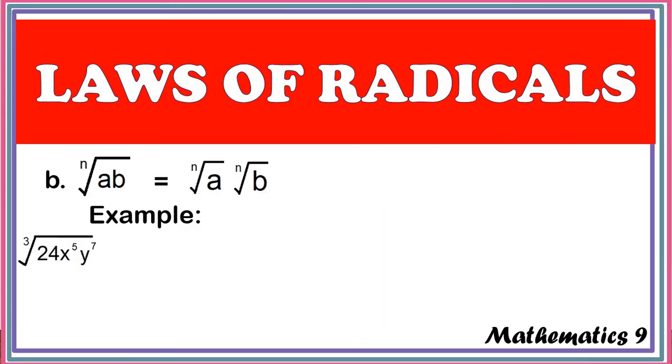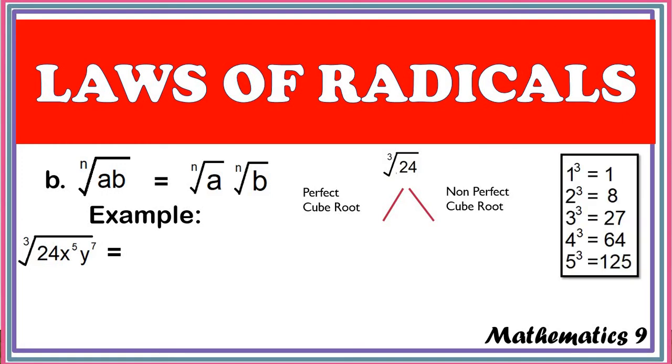Another example is cube root of 24x raised to 5y raised to 7. So, unahin muna natin dito yung number na 24. Kailangan makuha natin dito yung perfect cube root and non-perfect cube root. Okay? So, ano-ano ba yung mga factor ng 24 na may perfect cube root? So, dito, kung makikita ninyo 1, 8, 27, 64, 125, yung 8 ay isang factor ng 24. So, ano yung isa? 8 times 3.